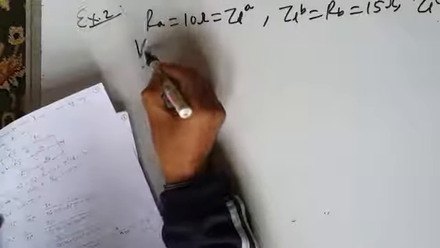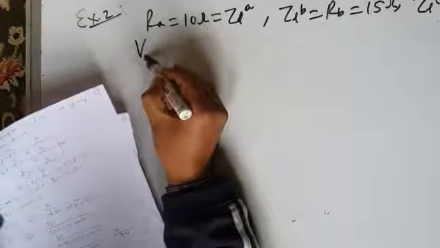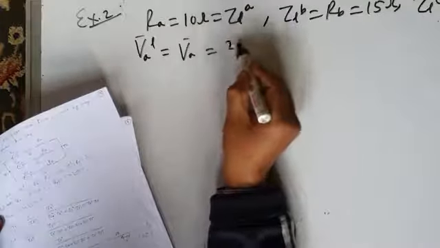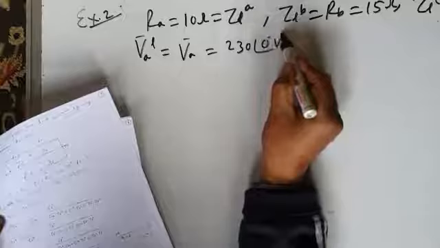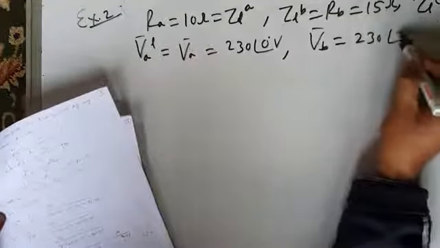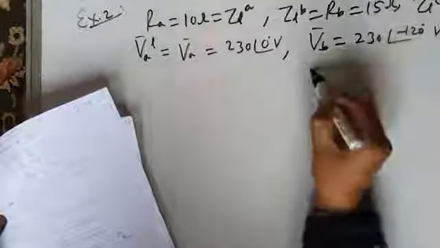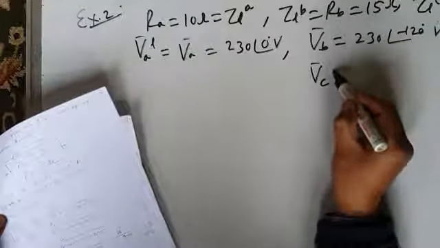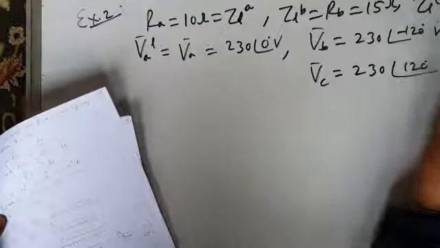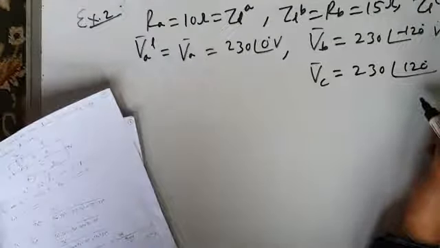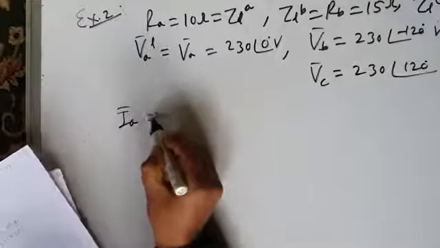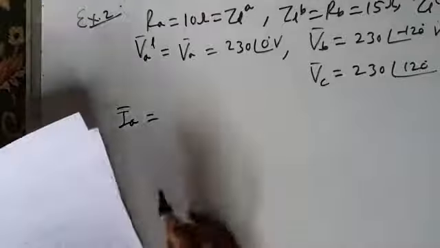VAL is equal to VA is equal to 230 at an angle of 0 degree volts. VB is 230 at an angle of minus 120 degree volts. It is given in the problem itself. The source voltages are balanced, and VC is 230 at an angle of plus 120 degree volts. Okay. Now you have to find line current IA. And what is the mathematical expression for IA?